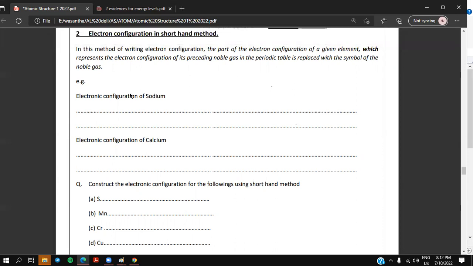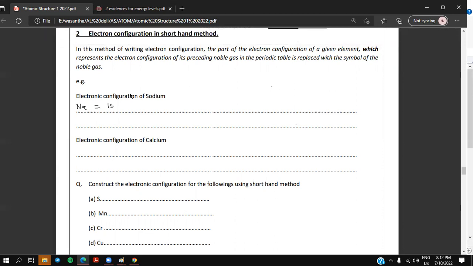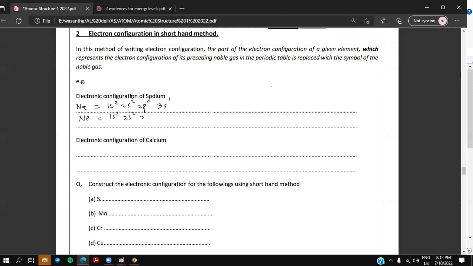Okay. How do you write electronic configuration of sodium in shorthand method? First, you write sodium electronic configuration because it has 11 electrons. We can write 1s2, 2s2, 2p6, and 3s1. The preceding noble gas for sodium is neon. Its configuration is 1s2, 2s2, 2p6. Therefore, we can write the electronic configuration for sodium in shorthand method.